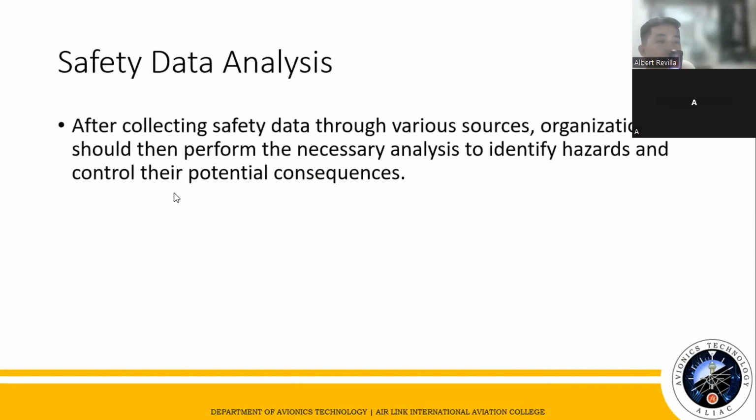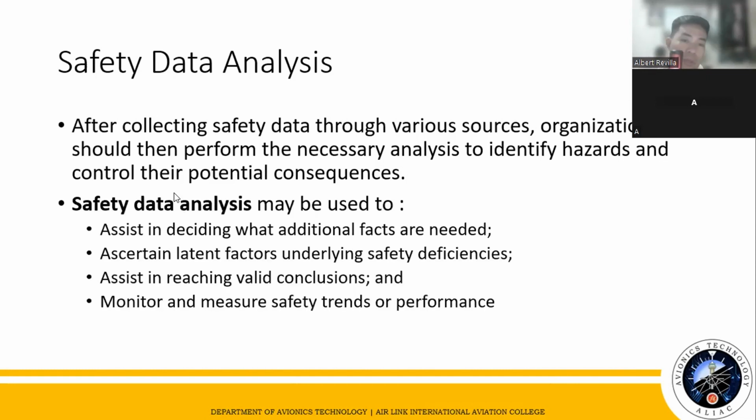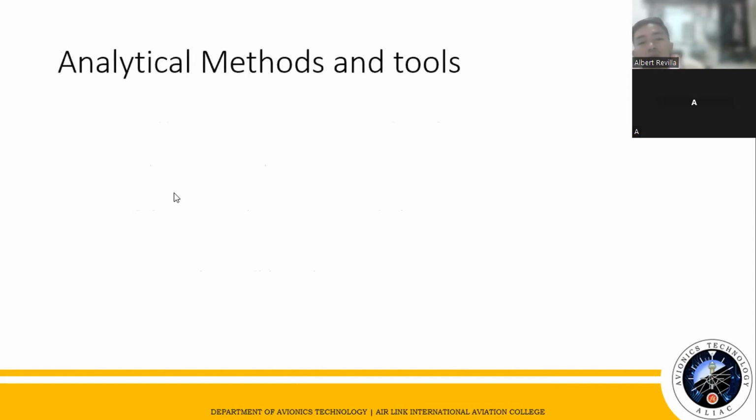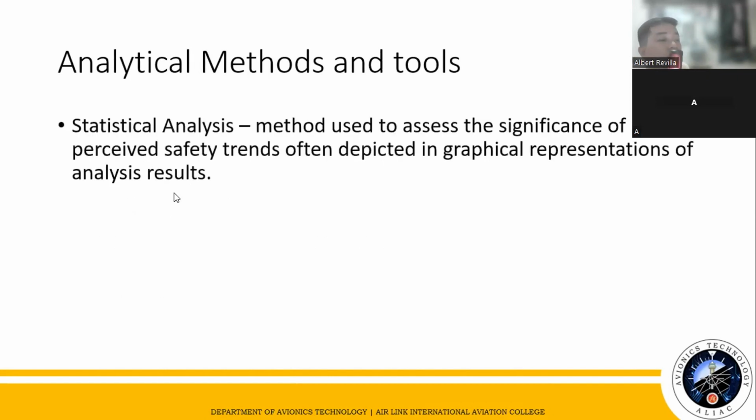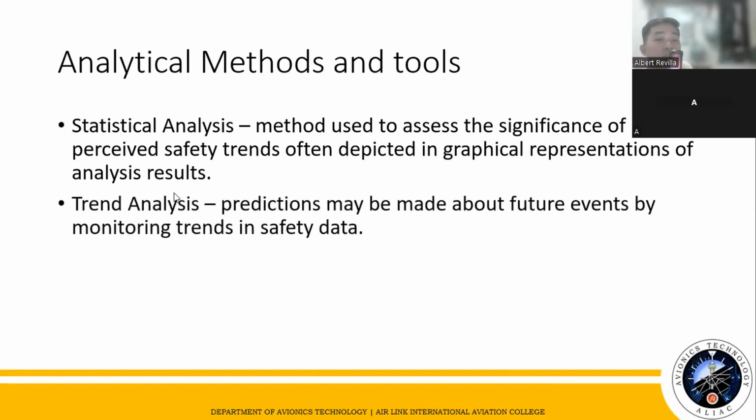So, safety data analysis: after collecting safety data through various sources, organizations should then perform the necessary analysis to identify the hazard and control their potential consequences. Safety data analysis may be used to assist in deciding what additional facts are needed, ascertain the latent factors underlying safety deficiencies, assist in reaching valid conclusions, and monitor and measure safety trends or performance. For analytical methods and tools, we have statistical analysis, where the method is used to assess the significance of perceived safety trends depicted in graphical representation of analysis results. Trend analysis: predictions may be made about future events by monitoring the trends in safety data.